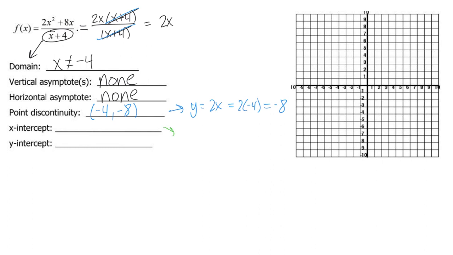The x-intercept is we set the top of the fraction equal to 0 and solve for x, so x equals 0. So my x-intercept is 0, 0. The y-intercept is we plug in 0 for x. So we plug in 0 and we get 0. And since it's the origin, those look the same. So we don't have any asymptotes to draw, but we have the intercept at the origin. We have the hole at -4, -8, and then the graph is just y equals 2x, so it's just a line.